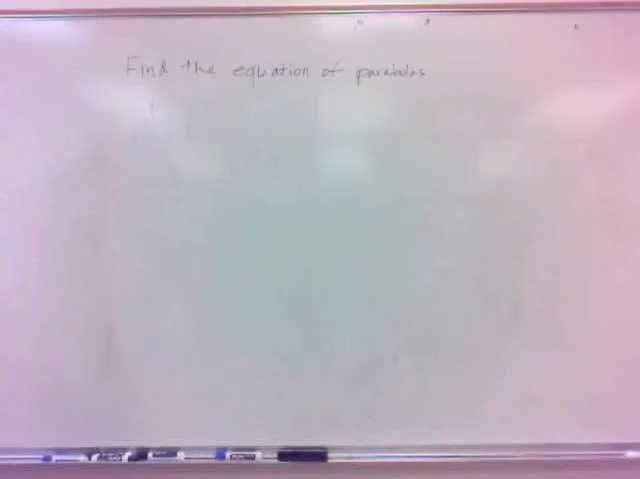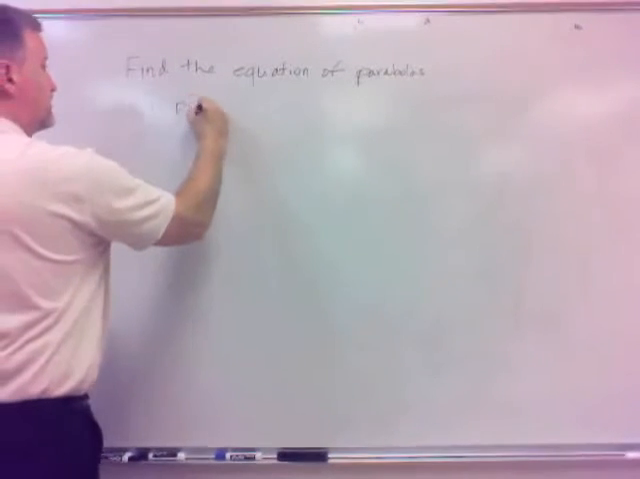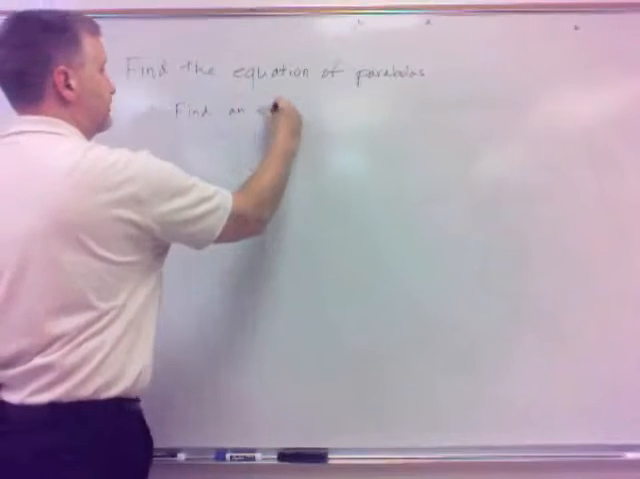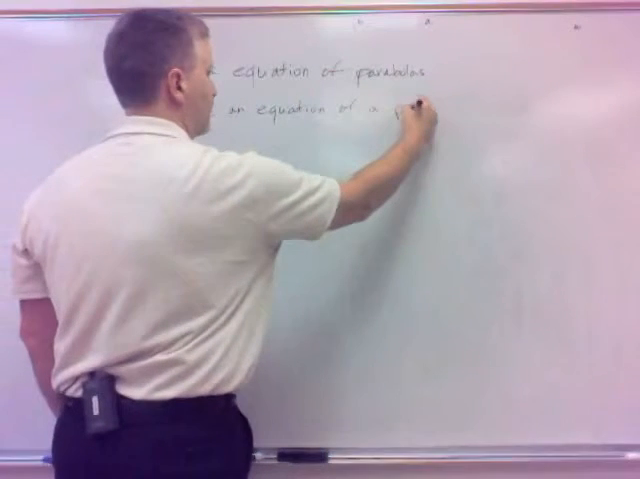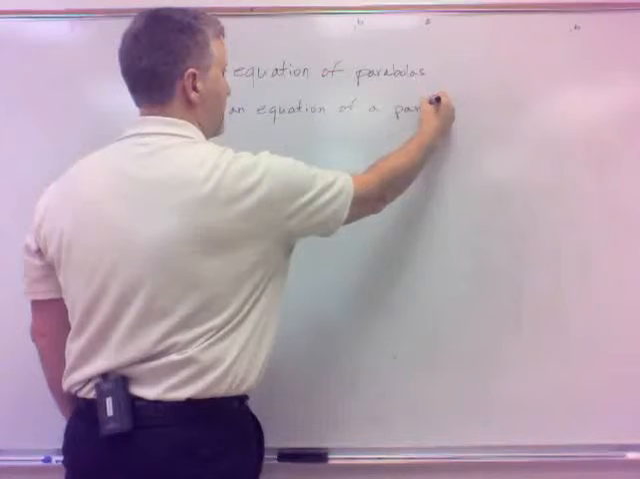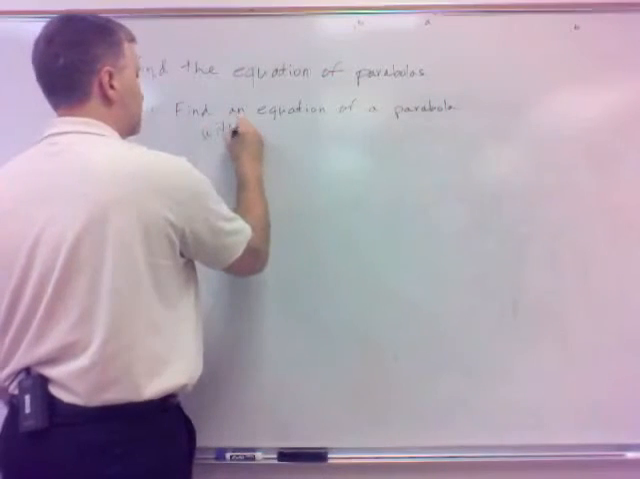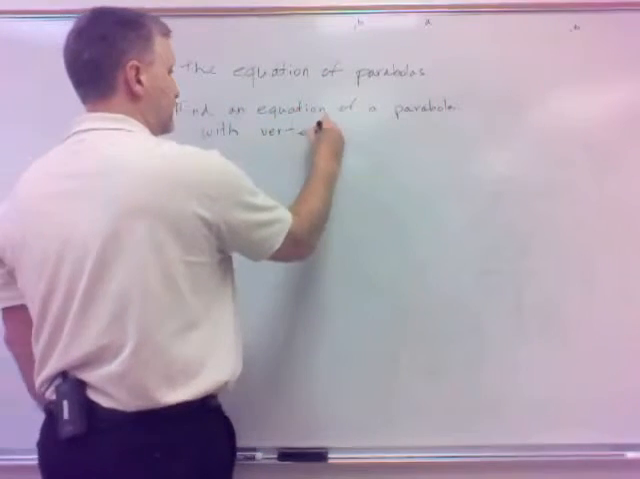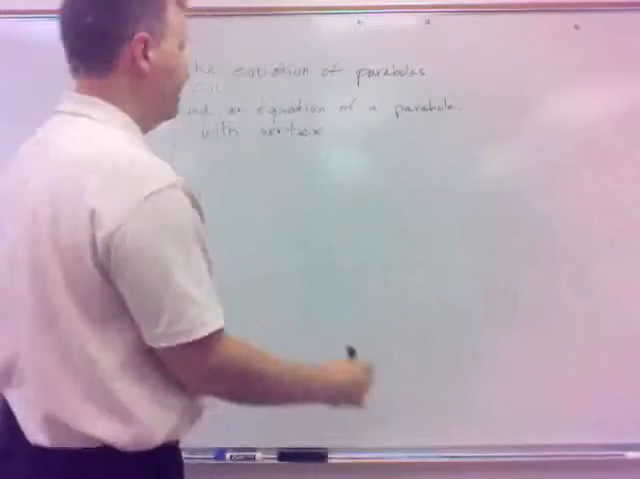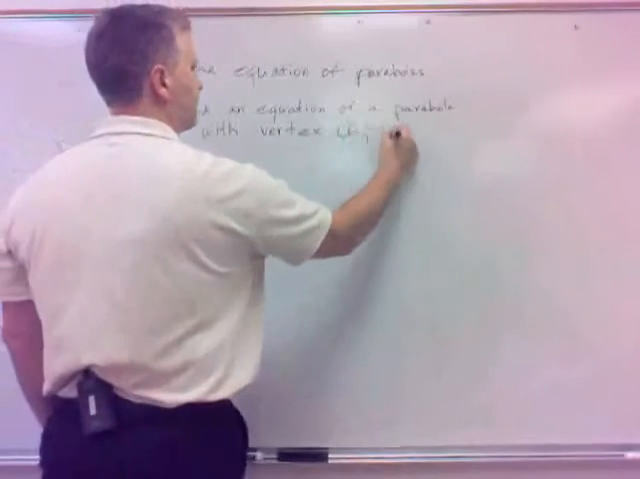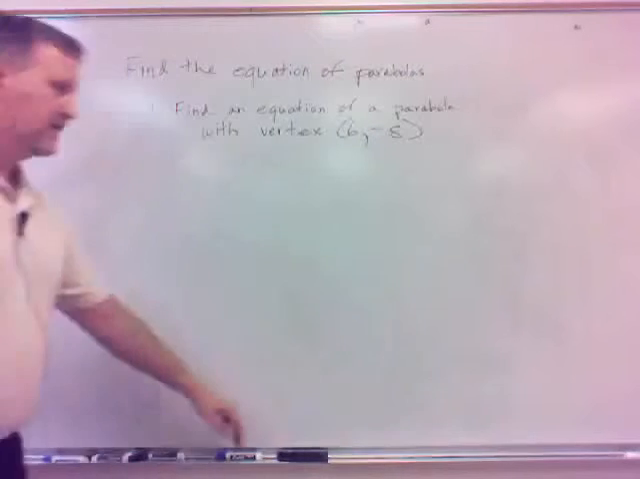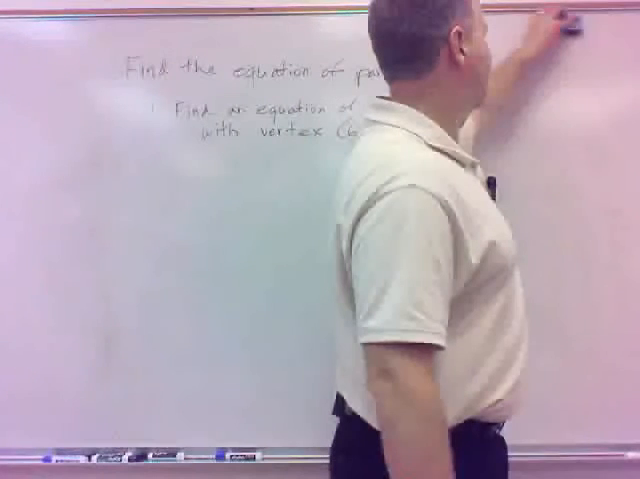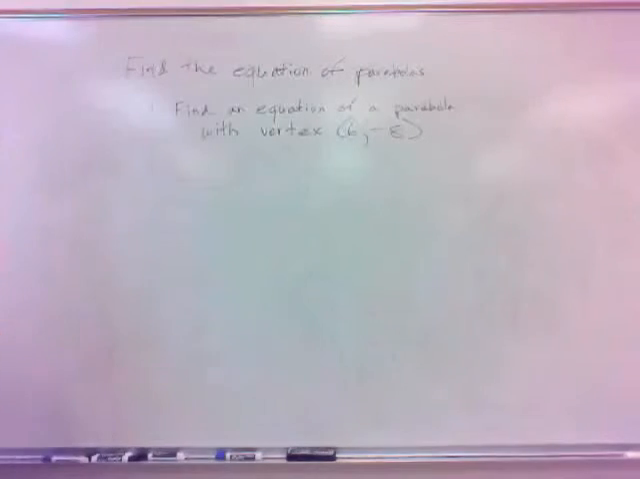Number one, just make it real nice and easy. Find an equation of a parabola with vertex, and I was going to do 6, negative 8. Well, this is an easy little problem if you know, of course, what you're doing.